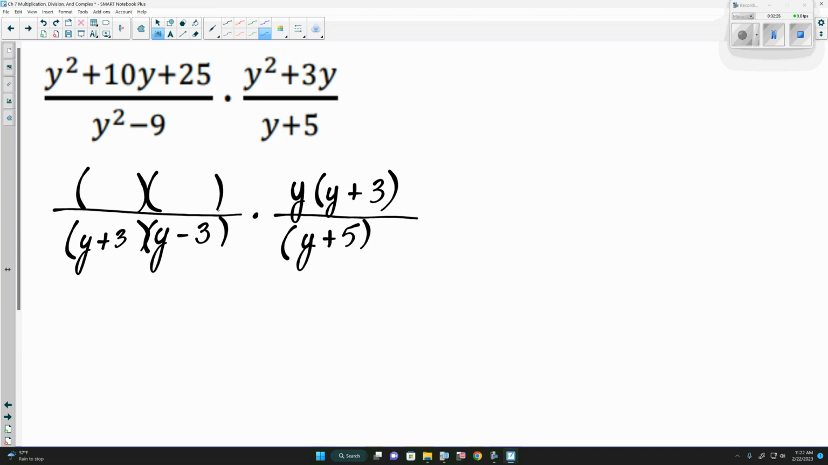And the last one, y squared plus 10y plus 25. There's not a greatest common factor between these three terms. The signs would be the same, since the third term is positive. Signs are the same and match the sign of the middle term. Factors of y squared are y and y. Factors of 25 are 1 and 25 or 5 and 5. We would want 5 and 5.